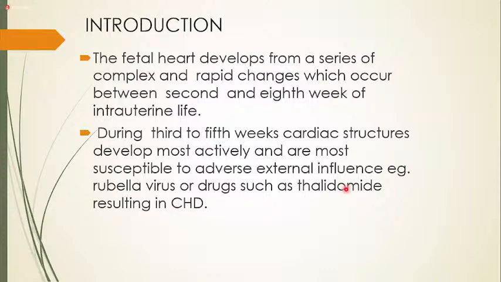So the fetal heart develops from a series of complex and rapid changes which occur between the second and the 8th week of intrauterine life. During the 3rd to 5th weeks, cardiac structures develop most actively and therefore are most susceptible to adverse external influence. For example, if you have infections like rubella virus, if you have drugs like thalidomide, or some of the cytotoxics, they may actually result in congenital heart disease.